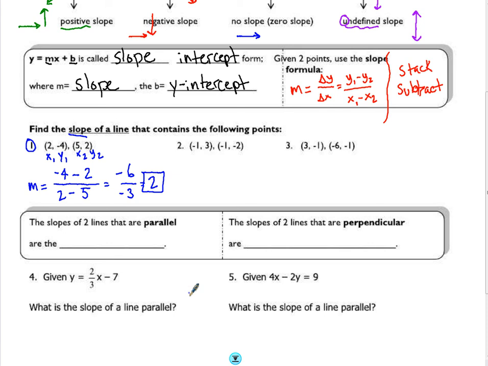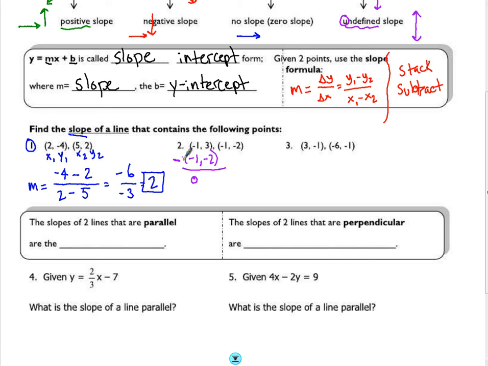Now, Mr. Ausel, what's this whole stack and subtract thing? Well, let's look at the two points and stack them on top of each other. So I'm going to bring -1, -2 down underneath -1, 3. Now that I've stacked them, I'm going to subtract. So -1 minus a negative, which is really plus, becomes 0.